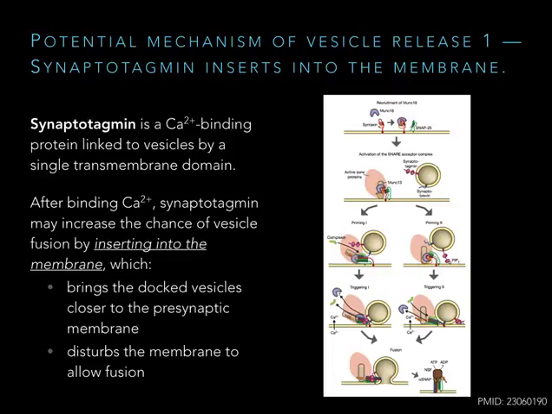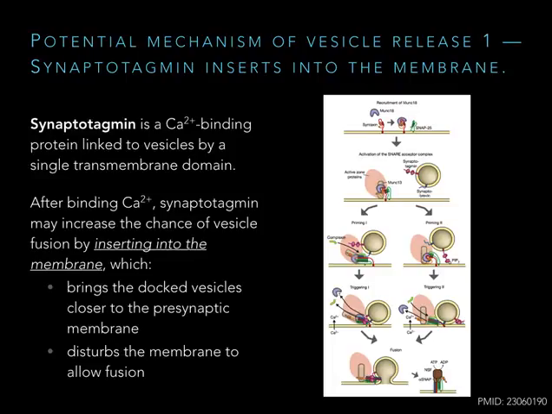Okay, what are those snare proteins doing? We don't know. There are two likely explanations. It could be any combination of one or both of these. The first potential mechanism for vesicular release would be that synaptotagmin is going to insert into the membrane. Synaptotagmin is this calcium-binding protein that's going to be linked to our synaptic vesicles. It's not synaptobrevin, it's not the snare protein. This is a different one. This is synaptotagmin. This is the calcium sensor.